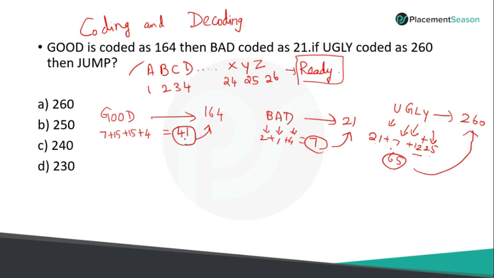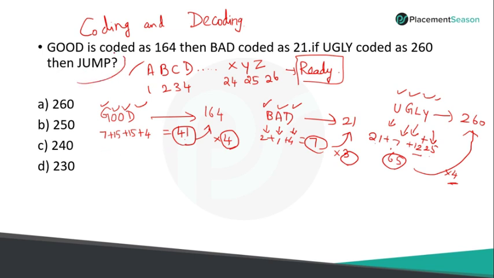So what is the relation between 41 and 164? 41 into 4 is 164. Here it's the same: 7 into 3 is 21. And here 65 into 4 is 260. So what is this multiplication factor? 4, 3 and 4. It is nothing but the number of alphabets: 4 alphabets, 3 alphabets, and here 4 alphabets. So the logic is the summation into the number of alphabets.